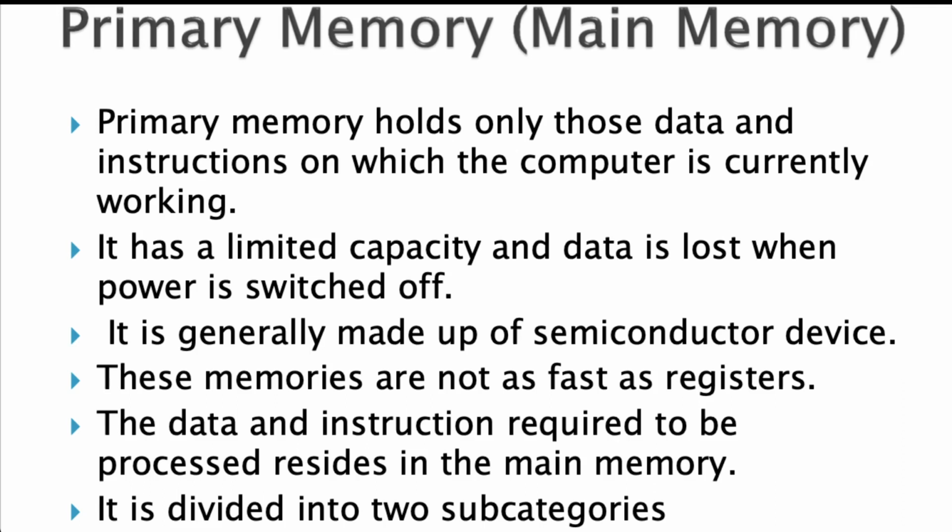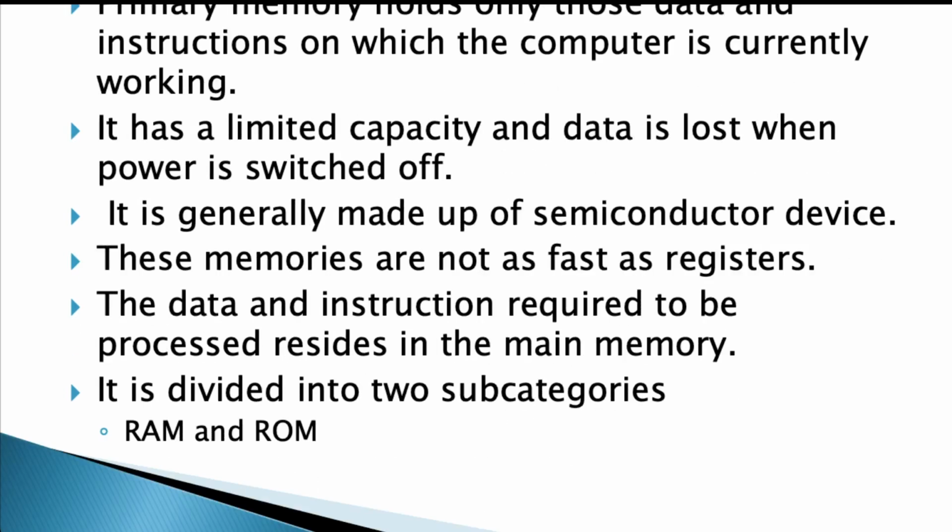Any data and instructions that need to be processed are basically put into what is called the main memory. It has two subcategories, the RAM and ROM. RAM is random access memory, ROM is read-only memory.